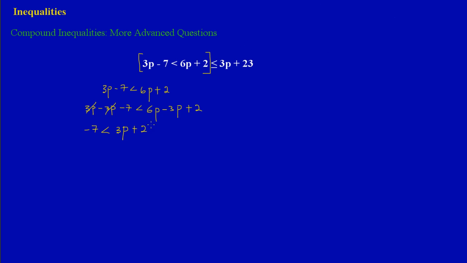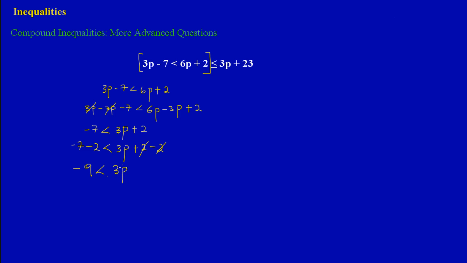Now my next step is to take my positive 2 to this side of the inequality. Since it's positive, I must subtract 2 from both sides of my inequality. So I'm going to have a minus 7, and I'm going to minus 2, is less than 3p plus 2 minus 2. I know that this negative 2 will cancel out with the positive 2. So here now I will have negative 7 minus 2. That will give me a negative 9, and that is less than 3p.